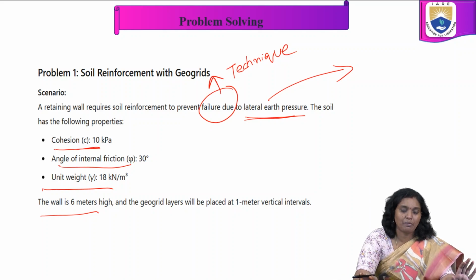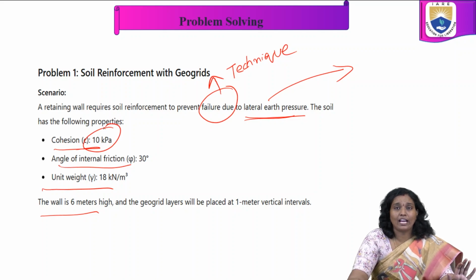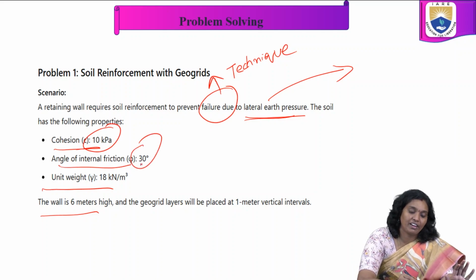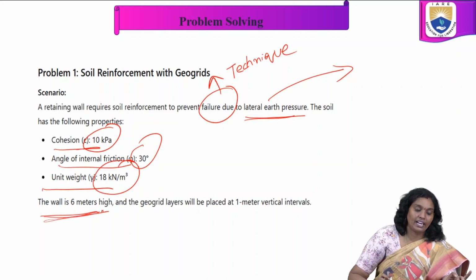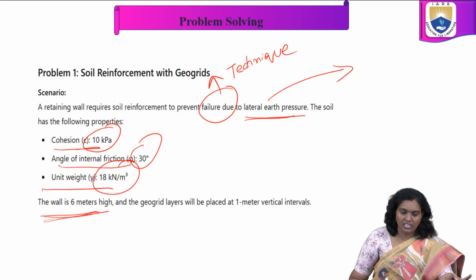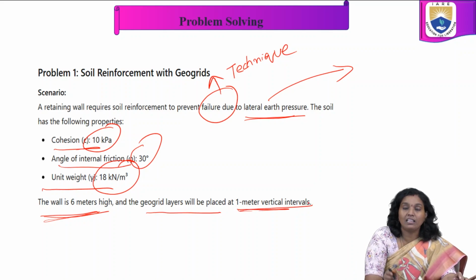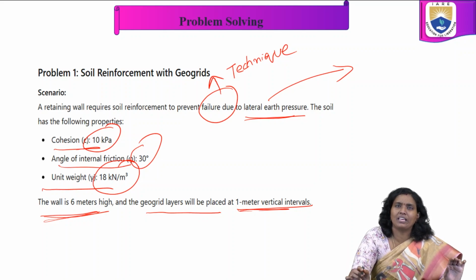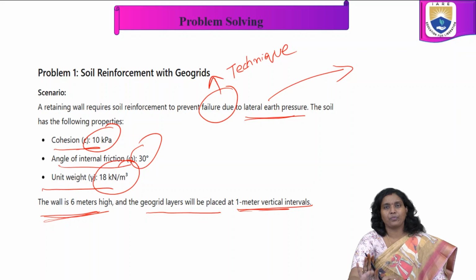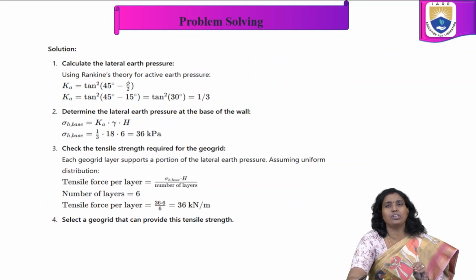In this problem statement, the soil cohesion is 10 kPa, the angle of friction is 30 degrees, the unit weight is 18 kN per meter cube, and the wall height is 6 meters. Geogrid layers are placed at 1 meter vertical intervals. So we know the whole scenario. Now, what is the procedure? What is the solution for this?